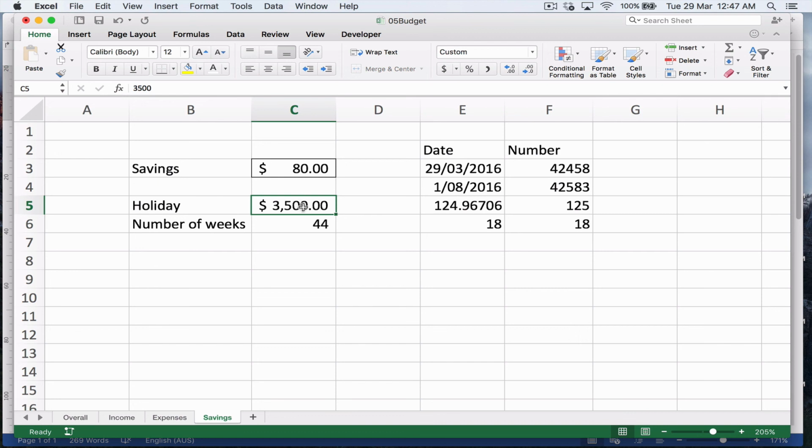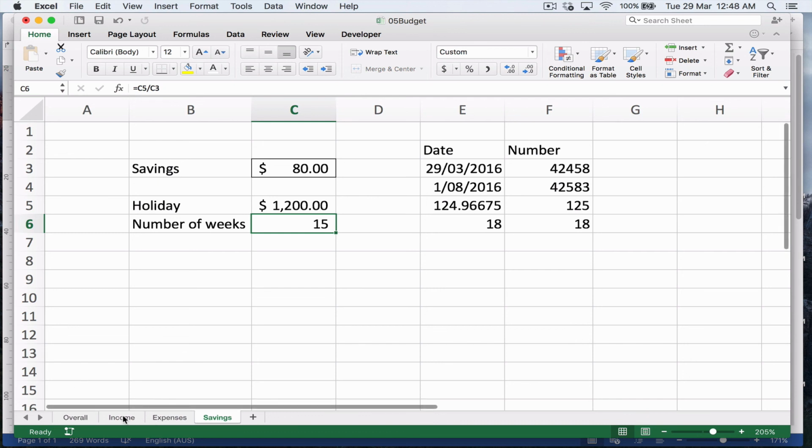I actually expect my holiday to be $1,200. Okay, so now I want to do equals my holiday divided by how much I'm saving up per week. Right. Now this says it's going to take 15 weeks to save up the money. I have 18 weeks until the holiday. Looks like I'm good to go.